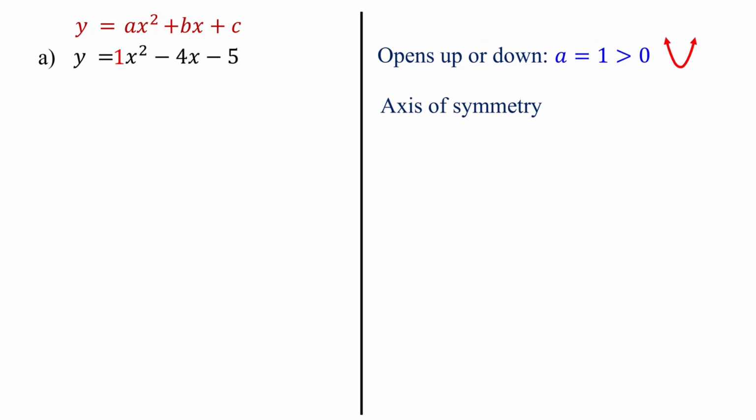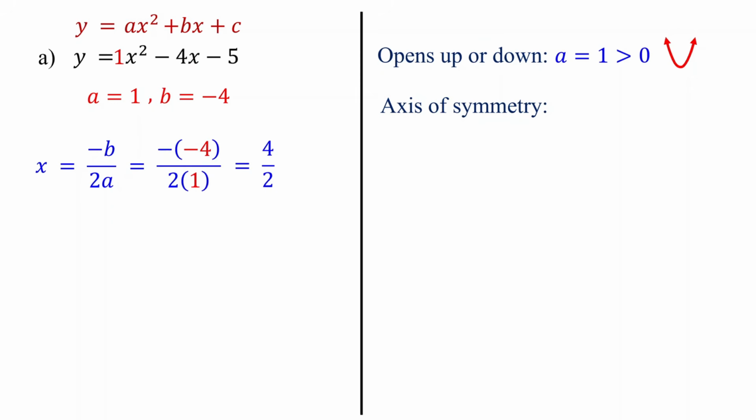Next, find the axis of symmetry, which is a vertical line that divides the parabola into two equal halves. The formula for the axis of symmetry is x equals negative b over 2a. For our function, a is 1. b is negative 4. Substitute these values into the formula. This simplifies to 2, right? Therefore, the axis of symmetry is the vertical line x equals 2.